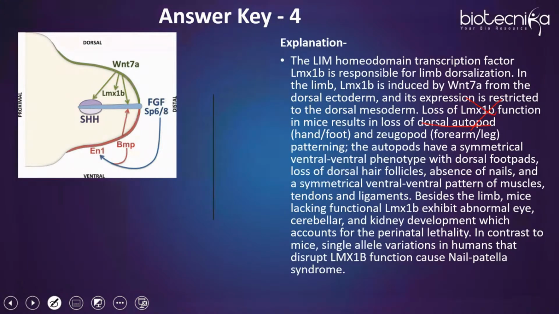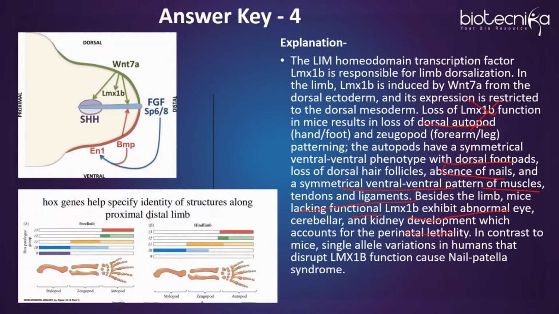Dorsal autopod won't form, zeugopod patterning won't form, and autopods will have a symmetrical ventral-to-ventral phenotype. Instead of dorsal to dorsal, they have just ventral to ventral. That will result in ventral foot pads. So absence of nails and all that will happen, and that results in this syndrome. Okay. Besides the limb, mice lacking functional LMX1B and all that. And I just want to show you this proximal distal part.